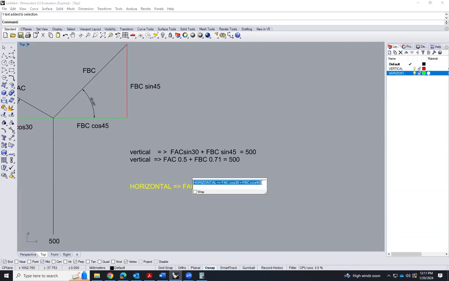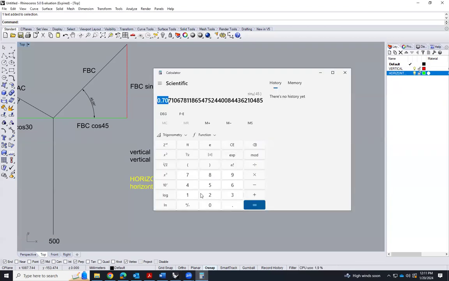Okay, so that's the vertical equation with numbers. And what about the horizontal? So I'm going to do the same. Horizontal. And this is FAC. And how much is it? Cosine 30. Type 30 cosine. It's 0.86.